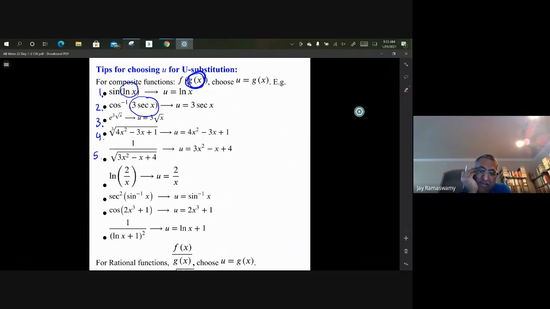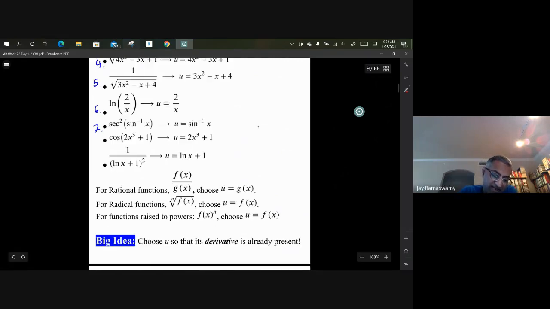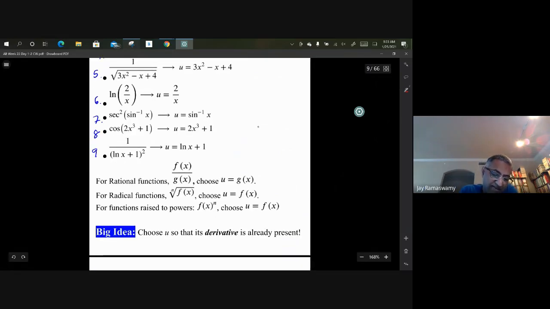Again, intelligence is observing patterns. Have a look at number 6, please. Is that just ln monkey? So these are all composite functions. Can you see? A complex function of a simple function. So we choose the simple function to be u. And then number 7, that's x squared monkey, so we choose u to be sine inverse x. Then 8 and 9.